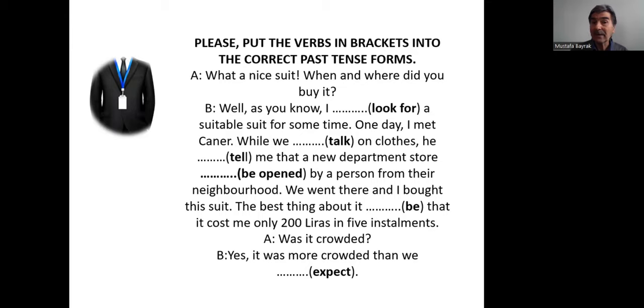One day, I met Caner. Yes, now action is important. While we were talking on clothes, he told me that a new department store had been opened by a person from their neighborhood. Telling something and open, being opened. Okay, so he told me that a new department store had been opened by a person from their neighborhood.